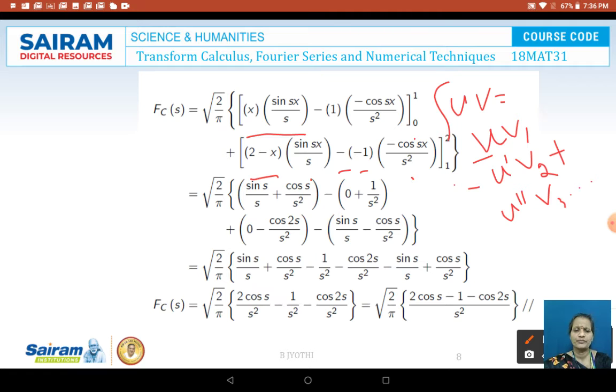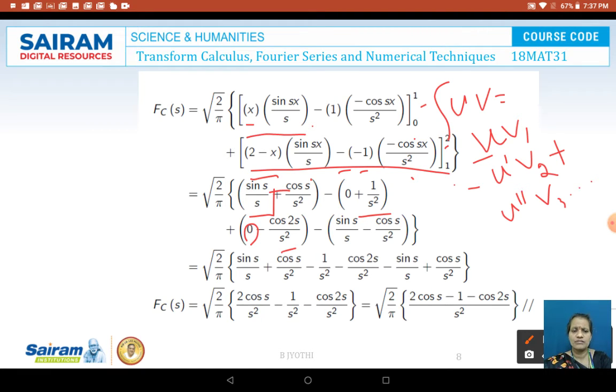from 0 to 1, and 2 minus x into sin sx by s minus 1 into minus cos sx by s square from 1 to 2. When I substitute the upper limit, that is 1, we get 1 into sin s divided by s, and minus of minus will be plus here, so cos s divided by s square. And when I substitute 0, the first term will be 0. Then the second term will be 1 divided by s square. Next, coming to the second part, 2 minus 2 will be 0. Therefore, this entire term will be 0. And next, minus into minus into minus, it is minus cos 2s divided by s square, we get it, when I substitute the upper limit, that is 2.